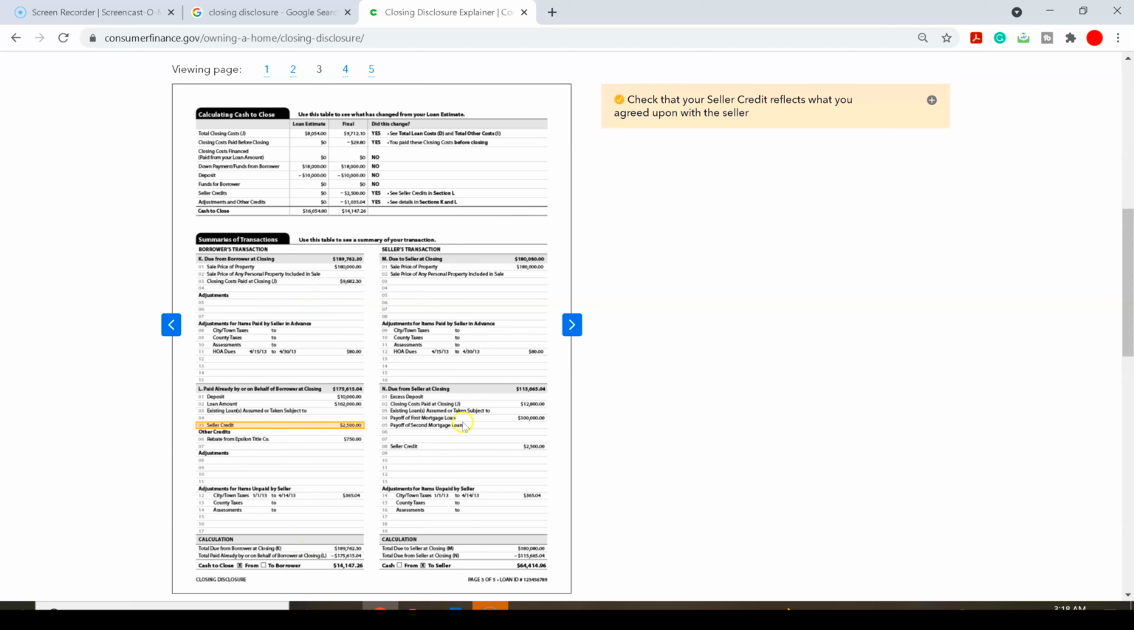It has the borrower side and the seller side, so it's pretty convenient because it breaks down everything there. It's going to tell you how much you need to bring to the table or how much you'll be receiving, so from or to, and then it also breaks down how much the seller will be receiving or how much will be due from the seller.